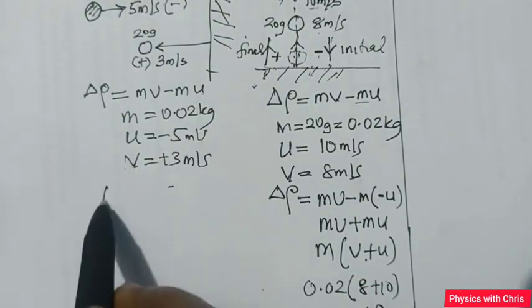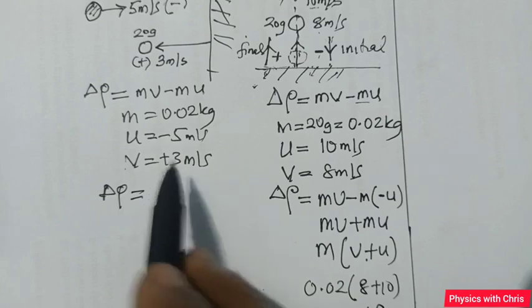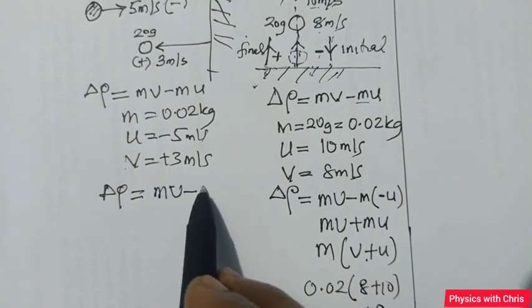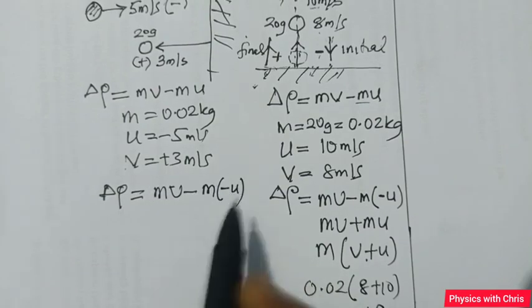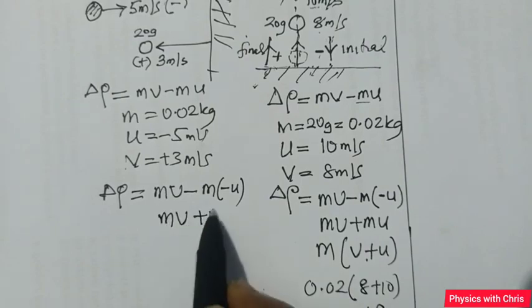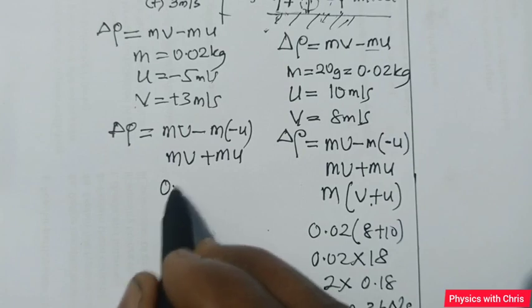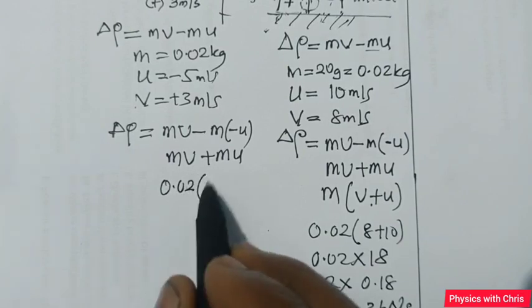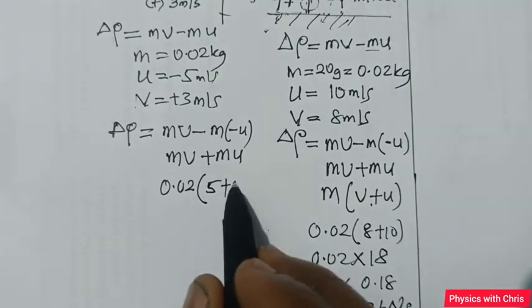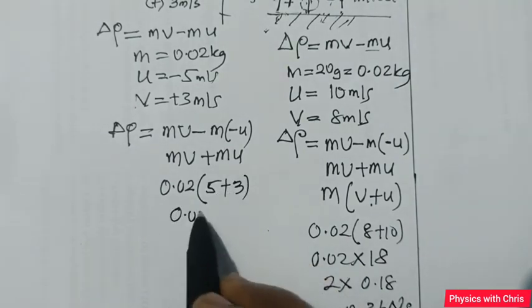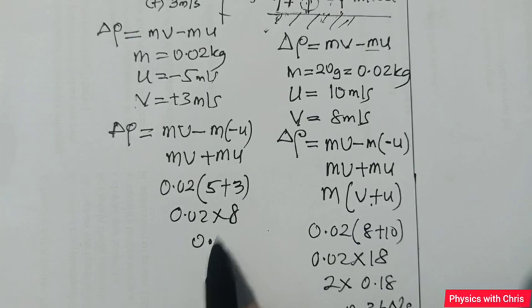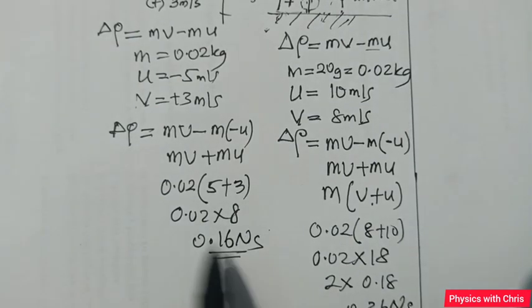So the momentum change here is now given as mv minus m into minus u, which gives me mv plus mu. Now that gives me 0.02 into the two speeds, that is 5 plus 3. That gives me 0.02 times 8, which gives me 0.16 newton second. That gives the momentum change of the body.